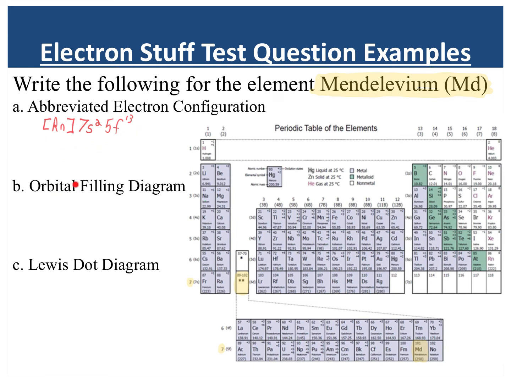I'm mainly looking for your orbital filling and your Lewis dot. Does your filling match your abbreviated? Does your Lewis dot match your abbreviated? So if I was doing this as orbital filling, I got a 7s. s gets 1 box. 5f gets 7 boxes. 2, 3, 4, 5, 6, 7 boxes.